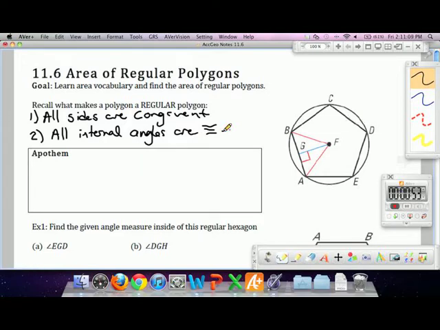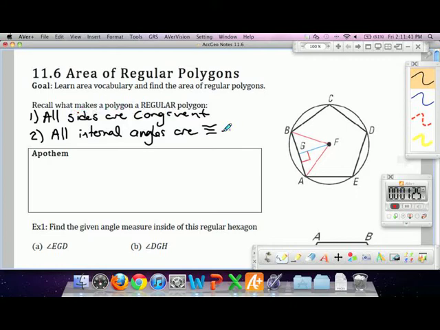Exterior angles, yes, the exterior angles need to be congruent to each other as well. You could say that, however, I don't want to say all angles in general, because an interior angle is not congruent to an exterior angle. So I don't want to make a blanket statement about angles. But interior angles are congruent, and exterior angles are congruent to each other. That's true as well. But the important piece for us when we're trying to find the area of a regular polygon is the internal part.